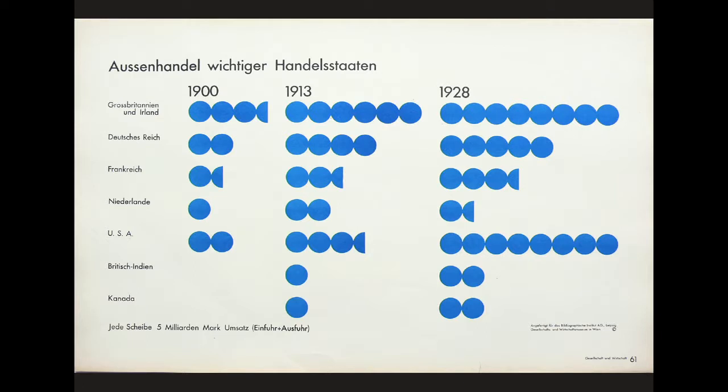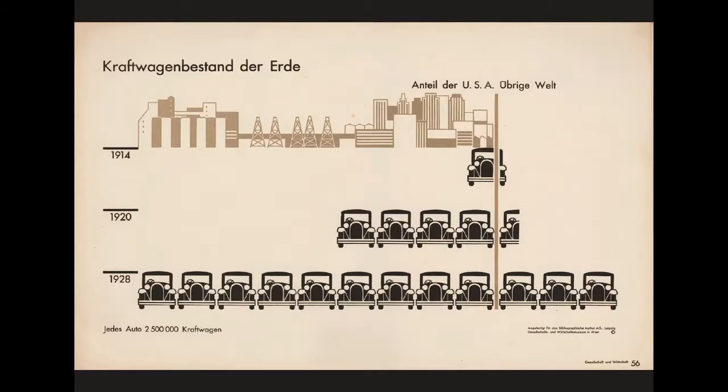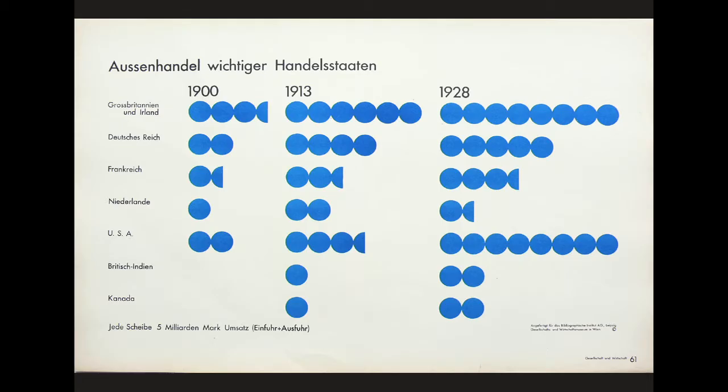But this one, you know, there's no pictorial communication. What it shows is export trade of important trading nations. And I think the people who made these isotype charts would have been quite content with this, because these charts using the blank circle for money are rare in the work that they made. Only 8 of the charts in this publication of 100 used it.